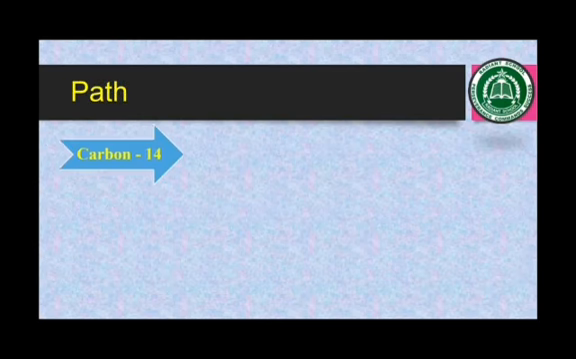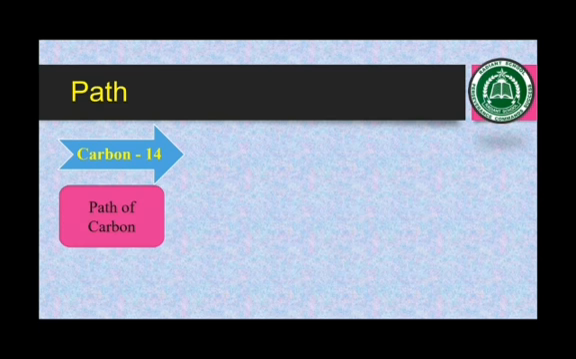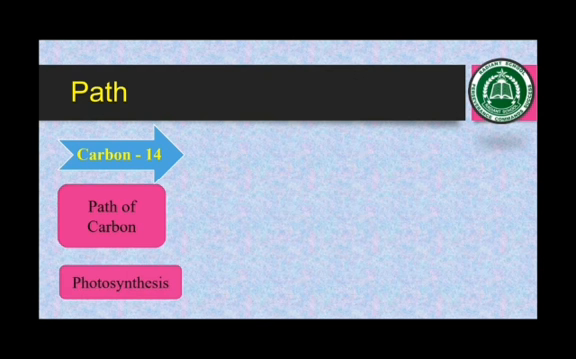Radioactive isotopes are also helpful to trace the path. For this purpose, carbon 14 is used to trace the path of carbon in a plant during photosynthesis. Let's watch a video to understand how carbon 14 is used to trace the path of carbon.